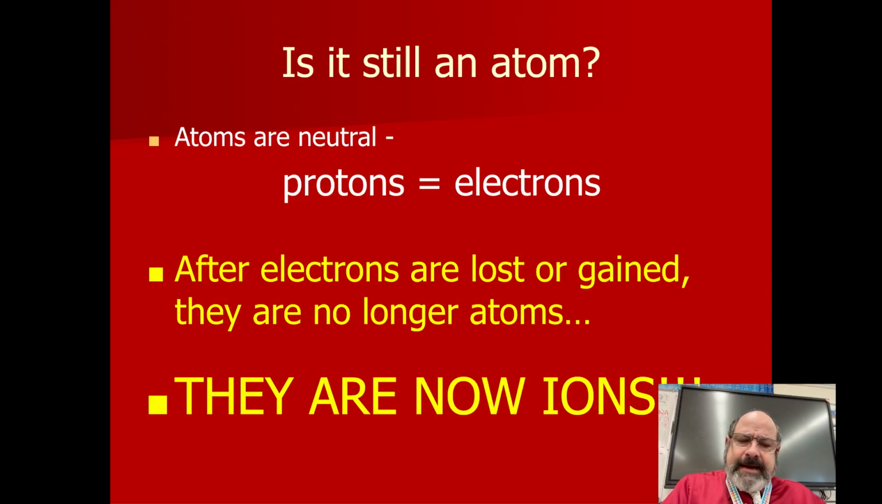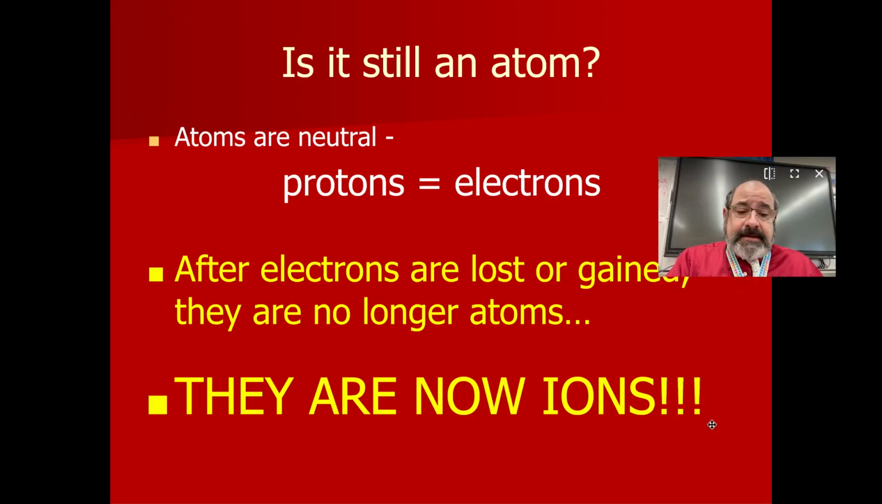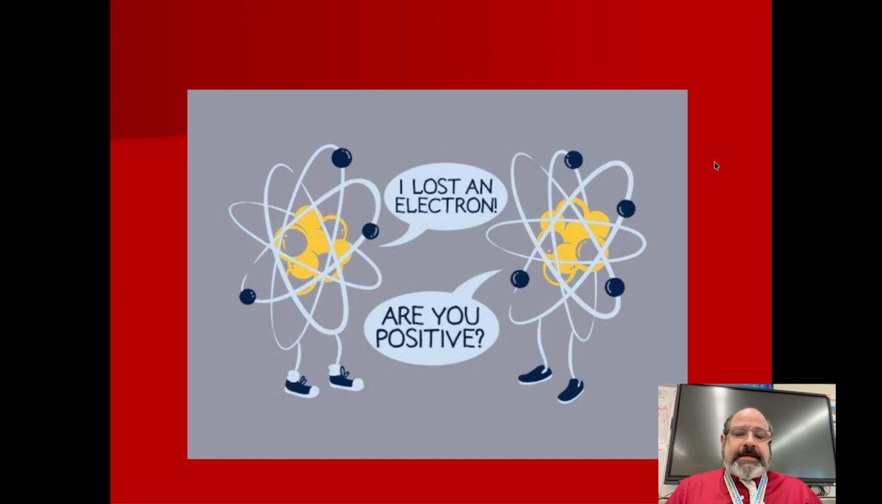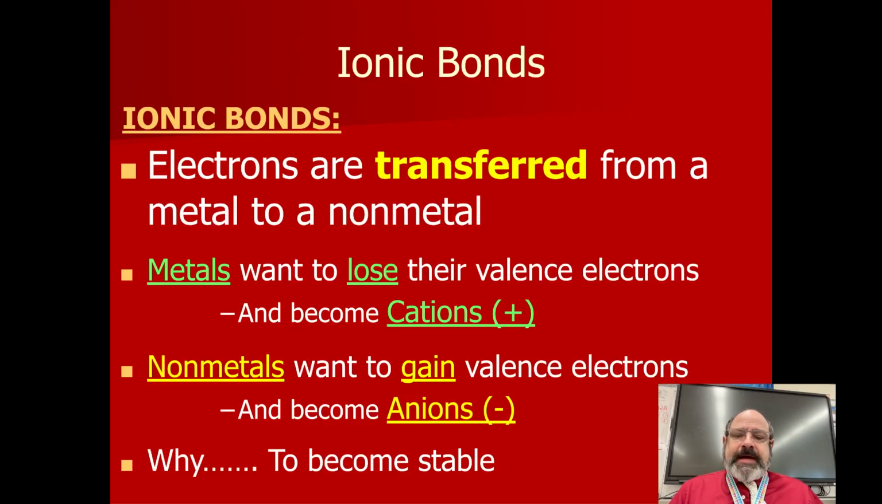Okay, so is an atom still an atom? Actually, it's not, because an atom has the same number of protons and electrons. They're now ions, because they've lost electrons or gained electrons. They're not an atom. They're an ion. Okay, so, I lost an electron. Are you positive? Yes, they're positive.